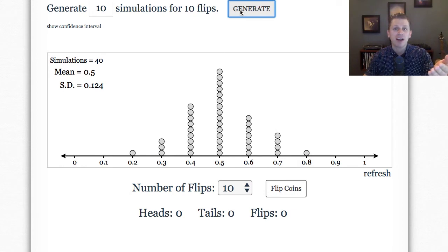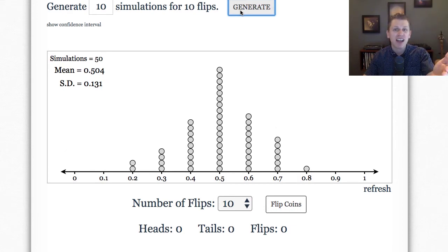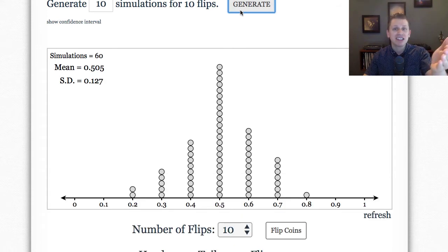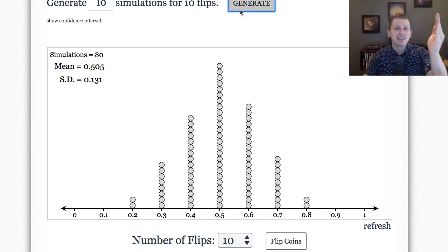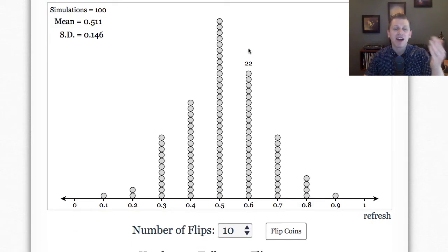I'm now at 40 trials, I'm now at 50 trials or 50 simulations, 60 trials, 70 trials, 80 trials, 90 trials, and finally I'm at 100 trials or 100 simulations. We can see of these 100, 0.5, which represents 5 tails, happened the most, which we expected, at 31 times. The next most popular one in our simulation was 6 tails, which happened 22 times. The least popular was either 1 tail, which happened once, or 9 tails, which happened once, and here 8 tails, or a sample proportion of 0.8, happened 4 times.